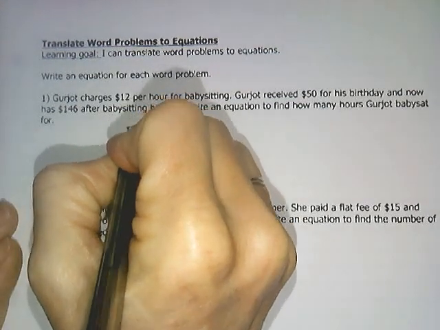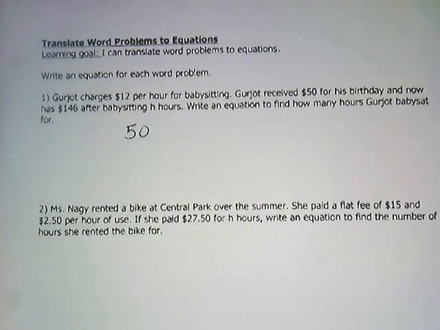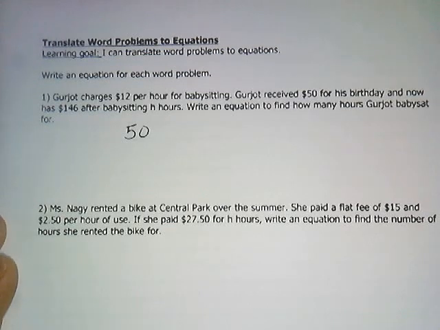Alright, so let's think about the situation. He has some money for his birthday. That's not something that continues on and on and on. He got that one time. So we're going to start with that $50. We also know he babysat 8 hours. That's what we're trying to figure out.